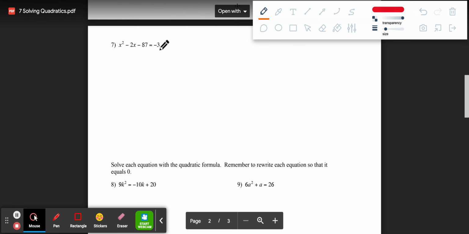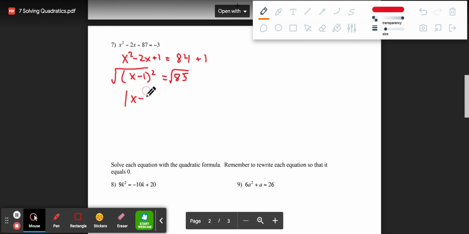All right, here's number 7. Let's add 87 to both sides. x squared minus 2x. By adding 87, I get 84. Take half of the x coefficient right here. Half of that is negative 1. Squared is 1. Add 1 to both sides. Another perfect square, just like the last one. There we go, is equal to 85. Go to square root both sides.